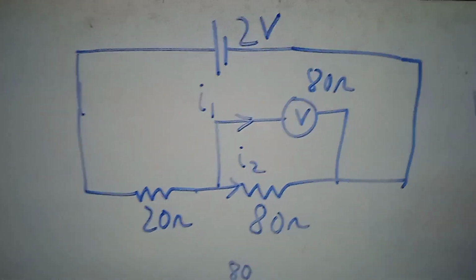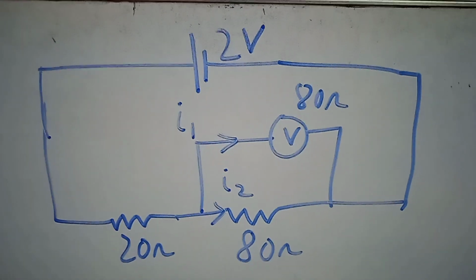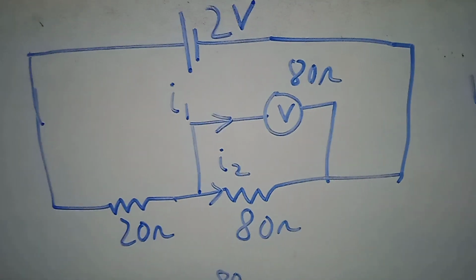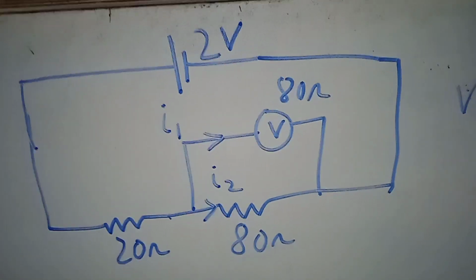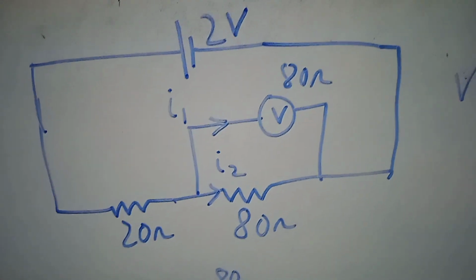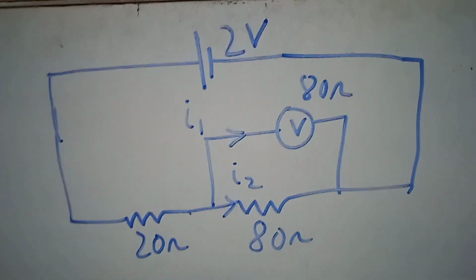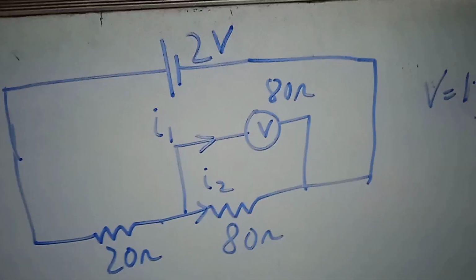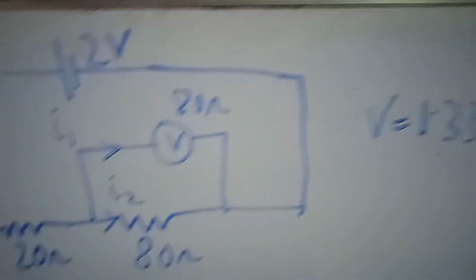Welcome once again. This is a circuit of EMF 2 volt and a 20 ohm resistor sits here, and there are two 80 ohm resistors which are in parallel, and 80 ohm is the resistance of the voltmeter. Now they have asked, what is the potential difference of the voltmeter, that is, what is the voltmeter reading?